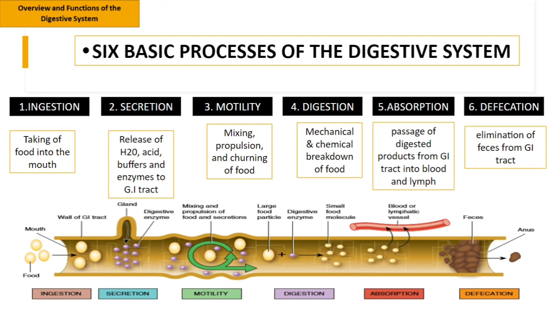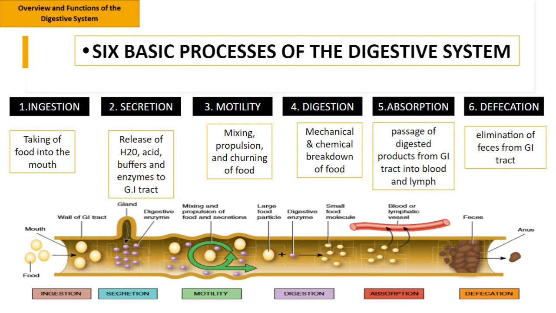Third one is the motility of the food inside our system. The certain food that we eat should not be stuck anywhere, especially in the top part of our body. So, example of that is through the mixing, the propulsion, and the churning of the food. Fourth one is of course the digestion process, which can either be mechanical or chemical in nature.